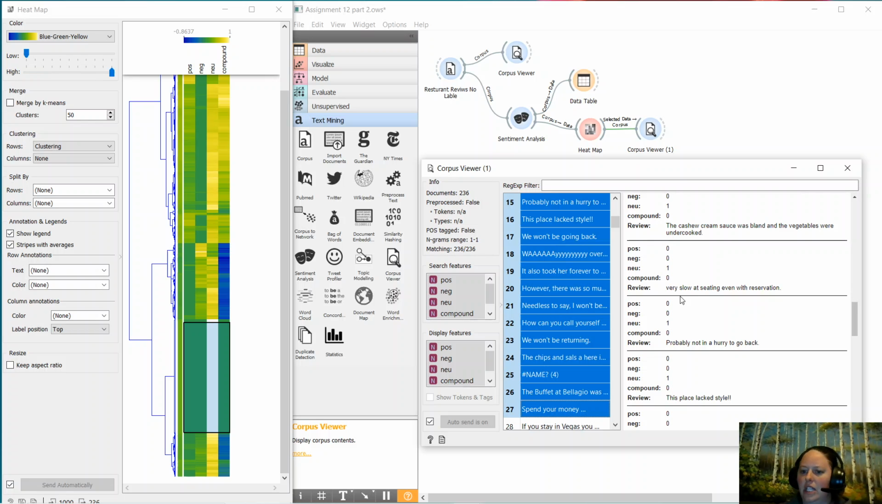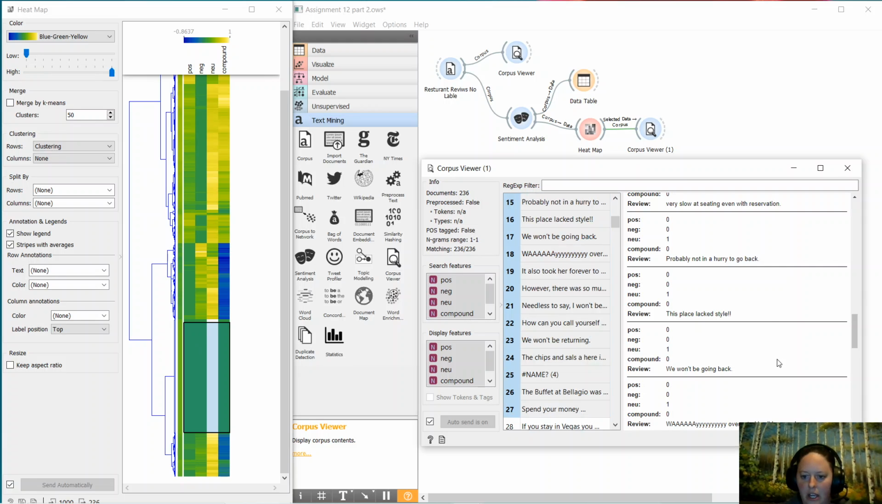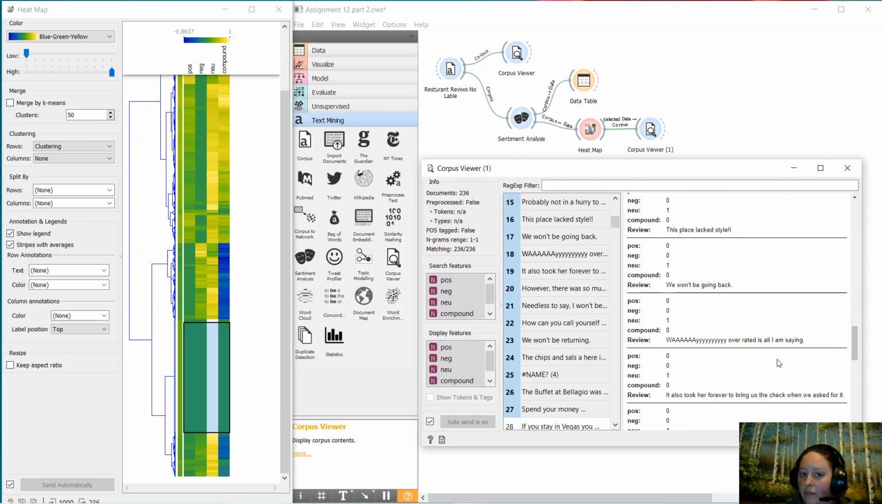Very slow at seating, even with reservation. There's a period. This place lacked style. We won't be going back. I don't know why these are all straight neutral. I'd like to hear your thoughts if you want to put them down below. Way overrated. Way is not a real word. Overrated is all I'm saying.